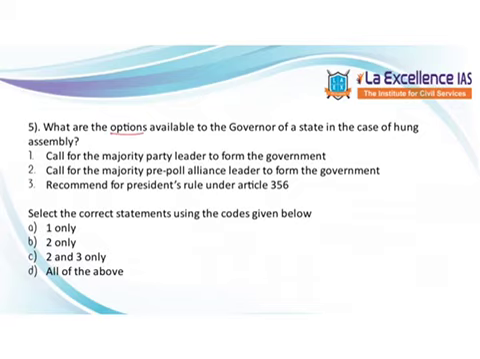Next question. What are the options available for the governor of a state in case of a hung assembly? What is a hung assembly? It is when there is no single party that has gotten a majority. Then in such a case, what are the options available?